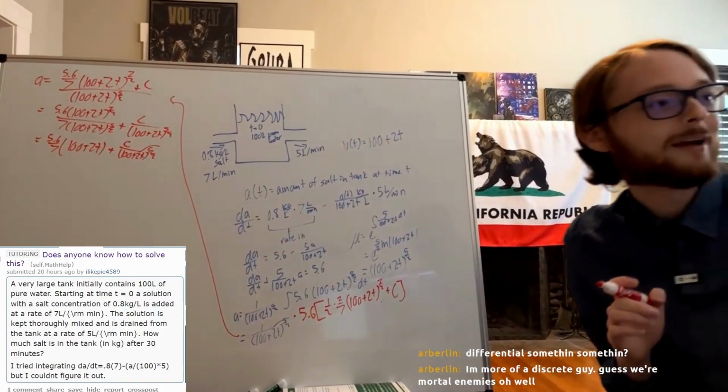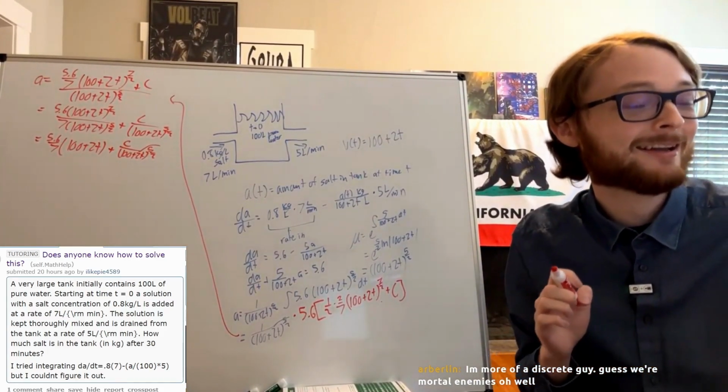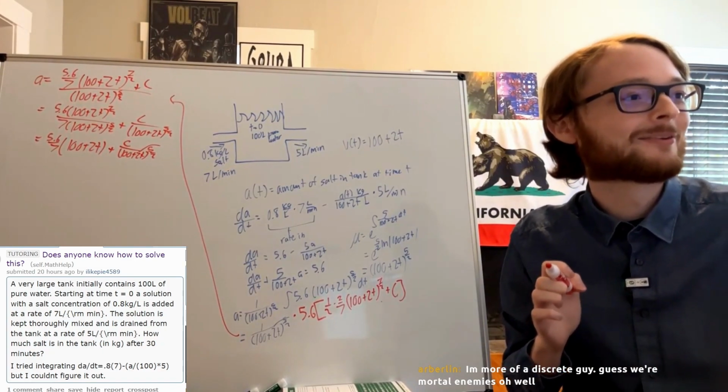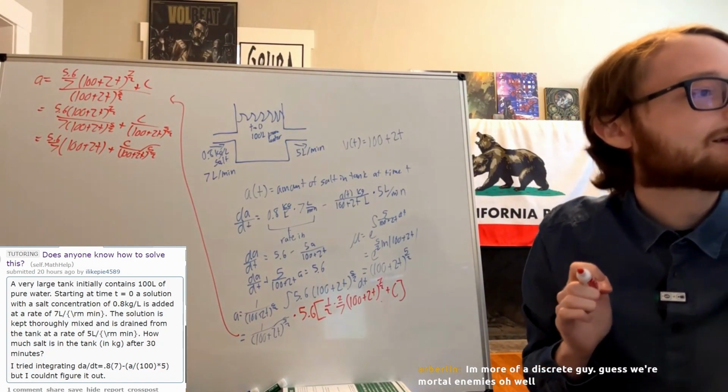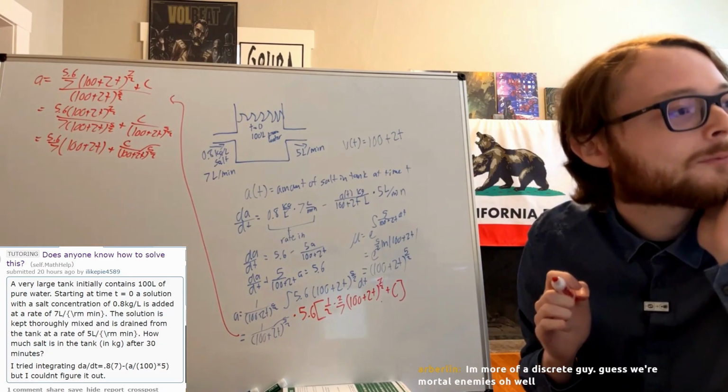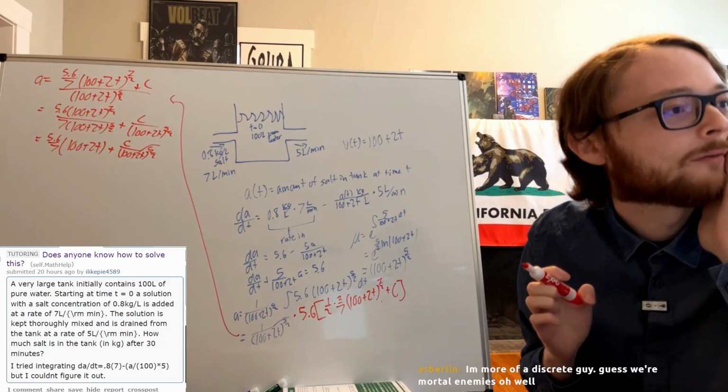You're more of a discrete guy? Yeah, I'm sorry, but we're definitely mortal enemies. I do not like discrete math. Oh, Johnny boy, well, welcome in as well. What math field are you using to solve this problem?